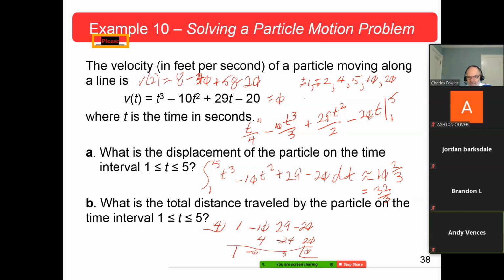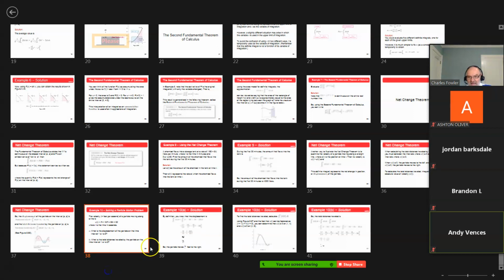I'm really suspicious. What happens if we do 2? Did I calculate that right? 2 into 1, negative 10, 29, and negative 20. Skip a line, draw a line. 1, 2, negative 8. Yuck!